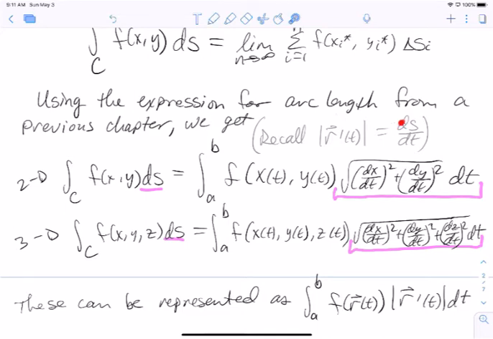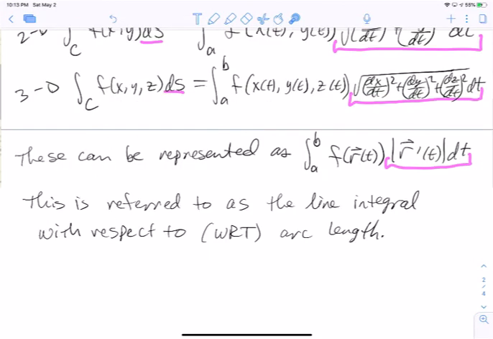If we treat this first derivative as a fraction, because first derivatives act like fractions, and multiply both sides by the differential dt, then we have that ds is equal to |r'| times dt, which is exactly the expression that we have underlined in pink. This is referred to as the line integral with respect to, which I'm going to abbreviate WRT, arc length.